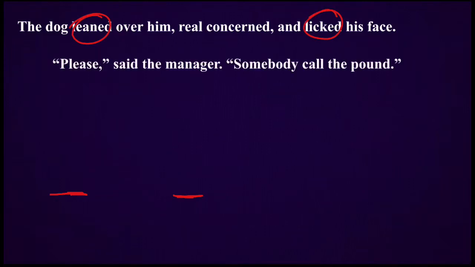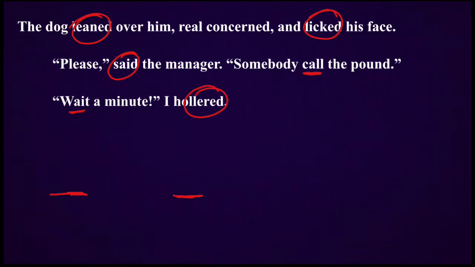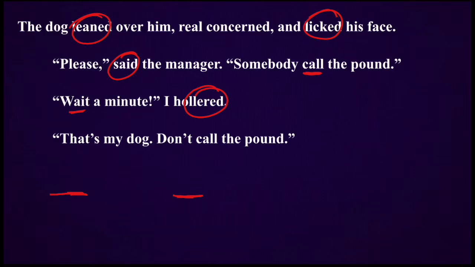The dog leaned over him, real concerned, and licked his face. So leaned over, past simple, and licked, past simple. "Please," said the manager, "somebody call the pound." So said, past simple. Here, call, present, because they're quoting him. "Wait a minute," I hollered. So they're in the present again, because they're quoting. Hollered is past simple, because that's what she did. To holler is to yell something. "That's my dog." So present simple, because they're quoting her. "Don't call the pound," present, because they're quoting her.